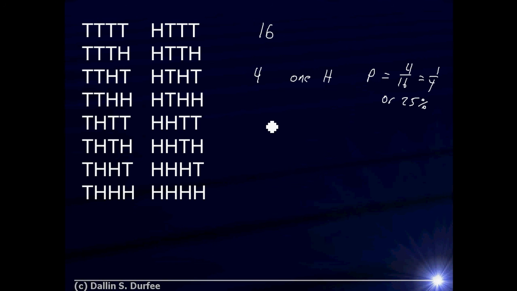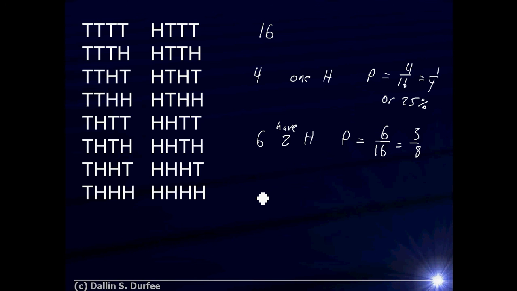What are the odds that I get 2 heads? Well, how many of them have 2 heads? Here's 1, 2, 3, 4, 5, 6. Looks like we have 6 that have 2 heads. So the probability then is just going to be 6/16, which is 3/8. That's my probability of getting 2 heads.